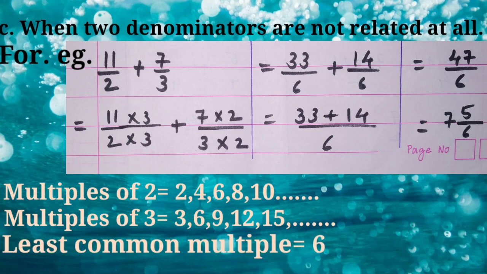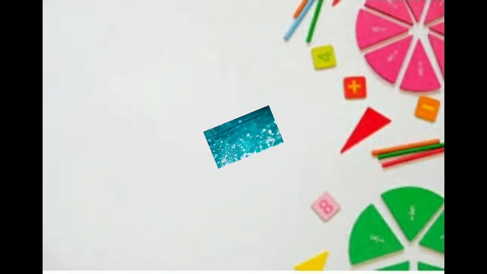And then to convert the fractions 11 upon 2 and 7 upon 3 into like fractions, we multiply 11 upon 2 by 3 and 7 upon 3 by 2, which give us the like fractions 43 upon 6 and 14 upon 6, which we can later add to get the answer 7 5 upon 6. This was the third way of equalizing the denominators.